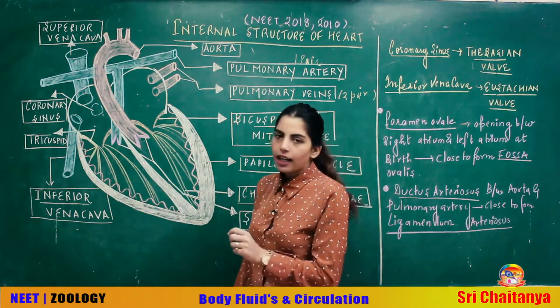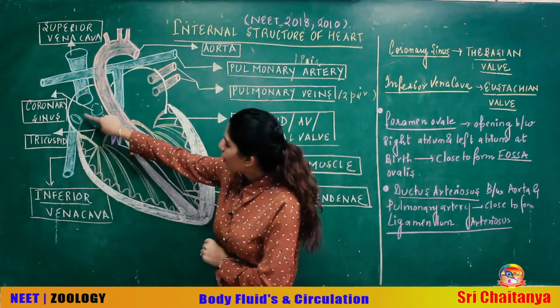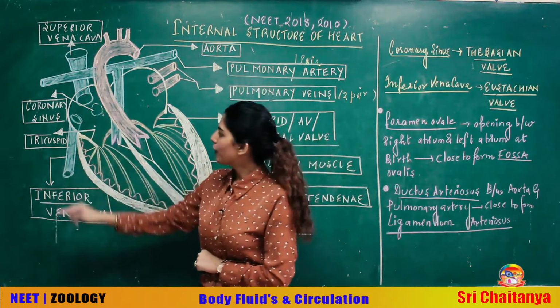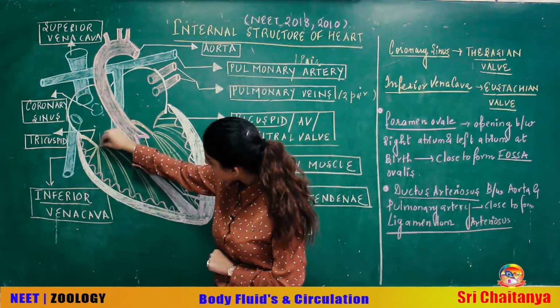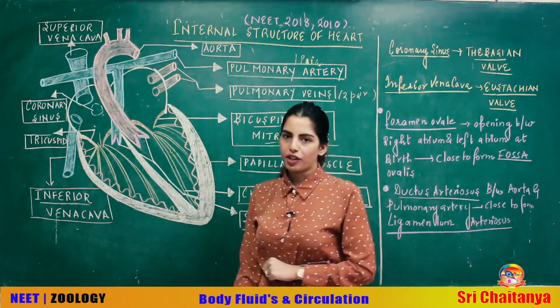Also, the deoxygenated blood from the inferior vena cava and the superior vena cava, when dumped into the right atrium, is then passing where? Is then passing to the right ventricle.